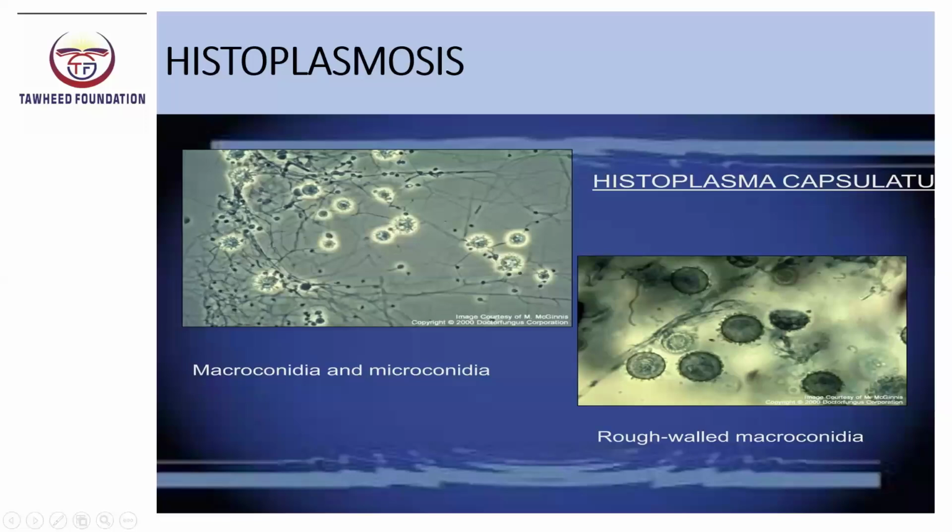Transmission and epidemiology. This fungus occurs in many parts of the world. In the US, it is endemic in central and eastern states, especially near river valleys. It grows in soil, particularly if the soil is heavily contaminated with bird droppings, especially from starlings. Although the birds are not infected, bats can be infected and can excrete the organism in their feces.